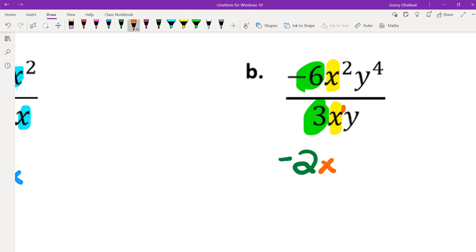And then y cubed? Y to the exponent 4, and y to the exponent 1 here. 4 minus 1 is 3. So the bases never change. All you're doing is subtracting the exponents. Well, this is a 2, that's a 1. 2 minus 1 is 1. You don't need to show the 1. 4 minus 1 is a 3.